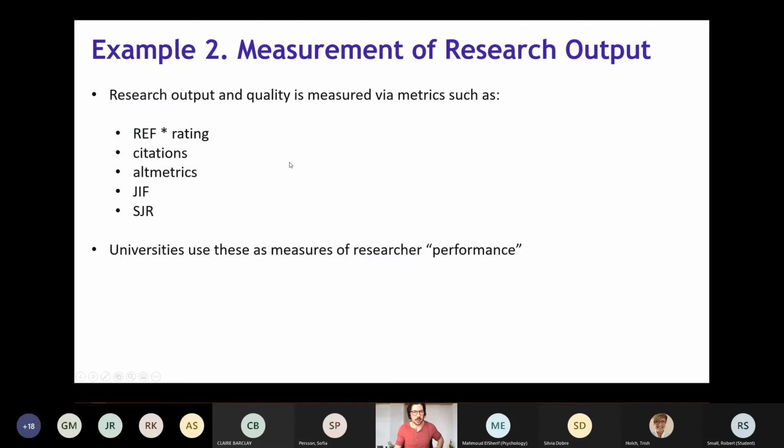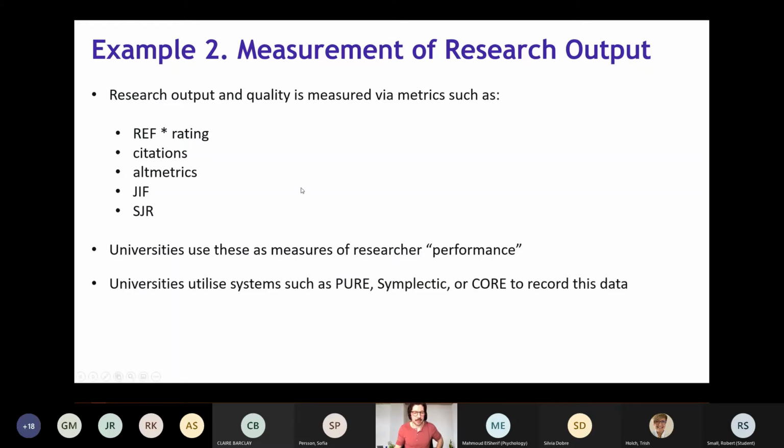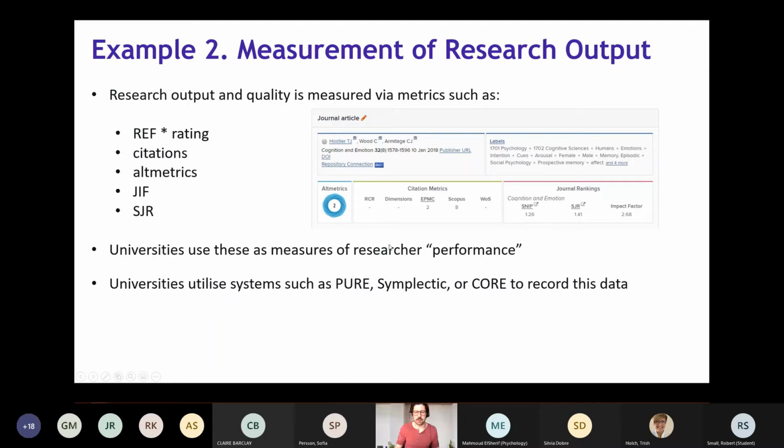And universities use these measures not just as measures of the quality of the research produced, but also of the researchers and their performance. And it collects information about these through using software such as Pure. The one that we use at MMU is called Symplectic. There's another one called Core, and they're pieces of software that record what the employees of the university are producing in terms of the articles and what their metrics are.